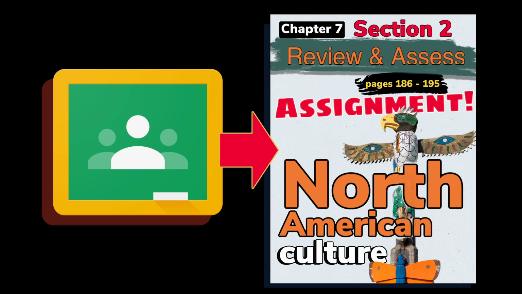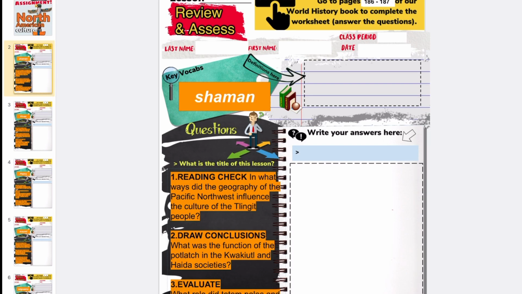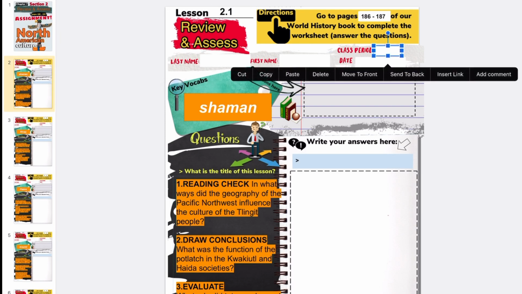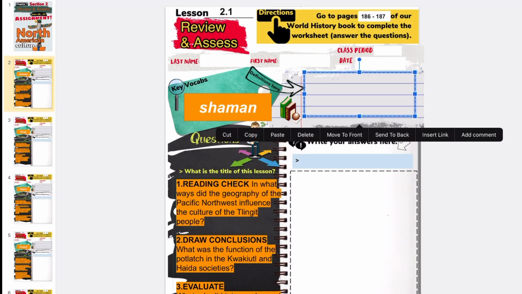Okay, so this time I want you to go to our Google Classroom and open the Chapter 7 section to review and assess assignment. In the first slide, you will put the answers to those questions that I just read a while ago. Don't forget to fill in the last name, first name, class period, and date. And our key vocab is shaman. So you will put the definition of shaman on the right side of the slide in the box. And of course, don't forget the title of this lesson and the answers on the right side as well. Correct answers using your own words in complete sentences will give you the full credit.